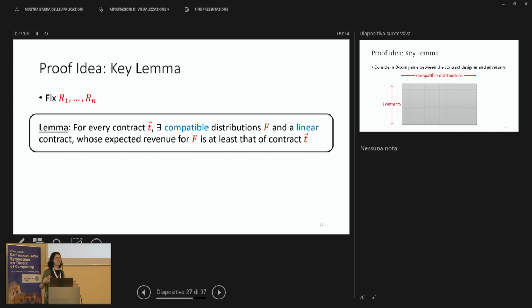Okay, so very quickly, what's the proof idea? Just to get a feel of how one can show this kind of result. Let's fix the expectations, and the result is through a key lemma that says that for every contract that's nonlinear, I can show you a compatible distribution matrix F and a linear contract, such that the expected revenue of the linear contract over this compatible distribution matrix is at least that of the given contract that I started out with.